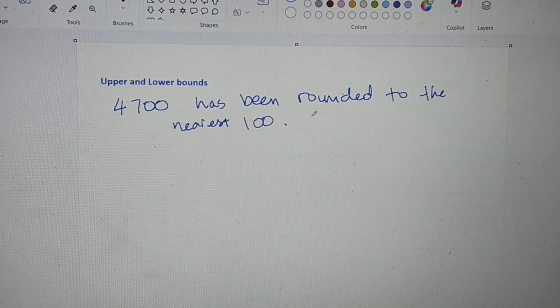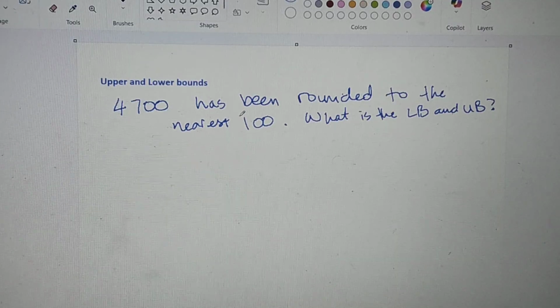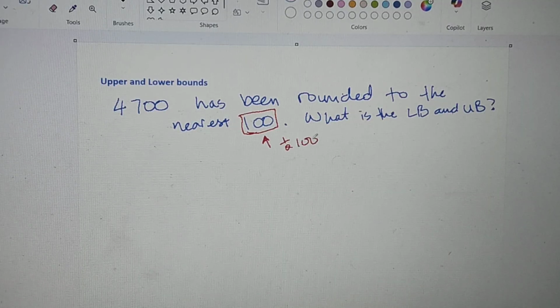Now, they could ask me what is the upper and lower bound. I'm going to call them LB and UB for the lower bound and upper bound. So that might be your question, something as simple as that. If it's rounded to the nearest 100, you take the number they've rounded it off to, the 100, and ask what is half of that. Half of 100 is 50, so I'm going to take my original number and subtract 50 and add 50.